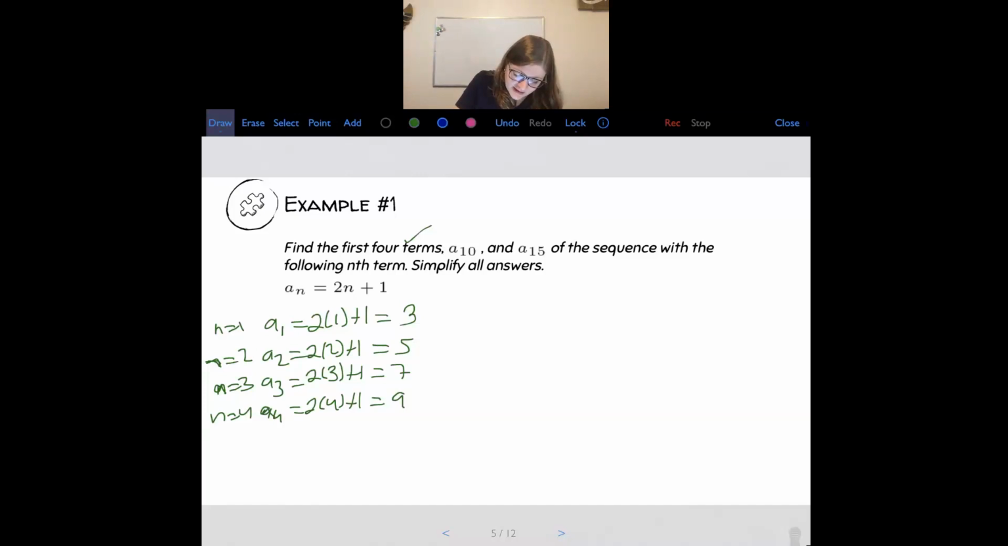To find a sub 10, you're looking at what value of n you can put there to get a sub 10, and it would be 10. So we have a sub 10 is equal to 2 times 10 plus 1.